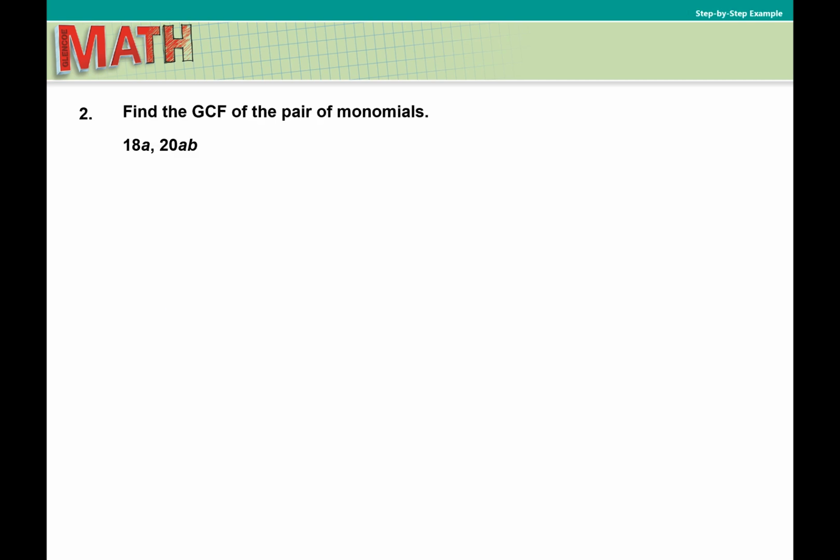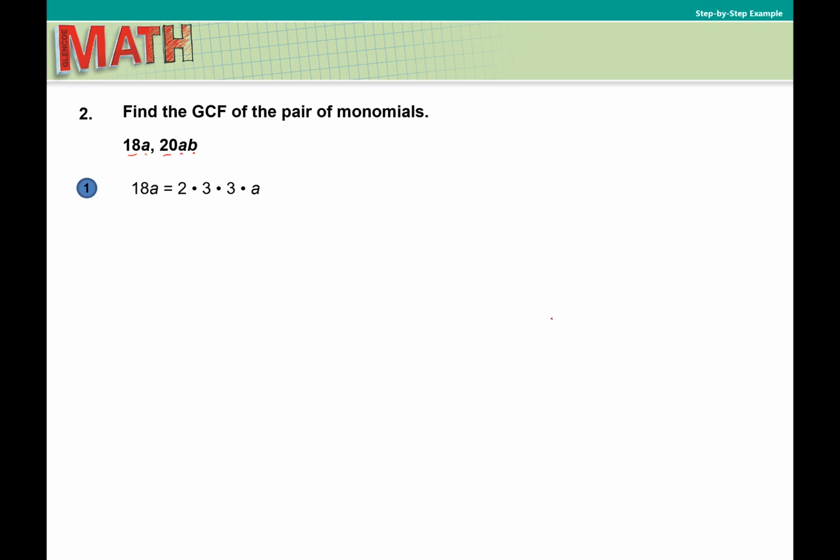Okay, find the greatest common factor of the pair of monomials here, 18a and 20ab. Notice we have this term, with a coefficient and a variable. This term has a coefficient and two variables.